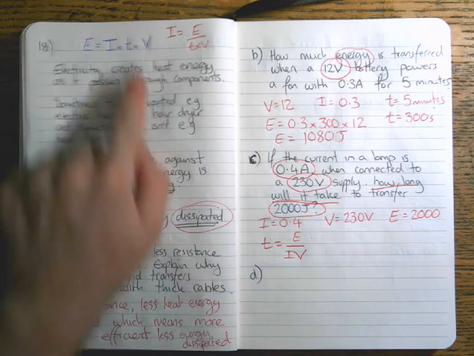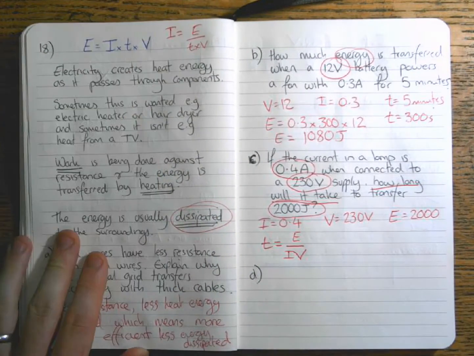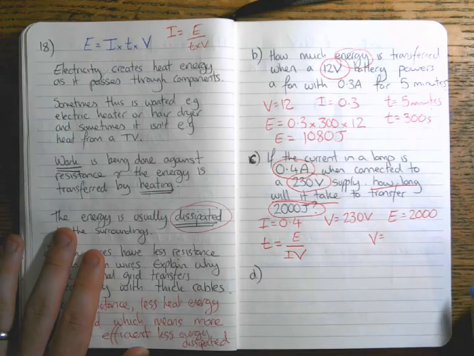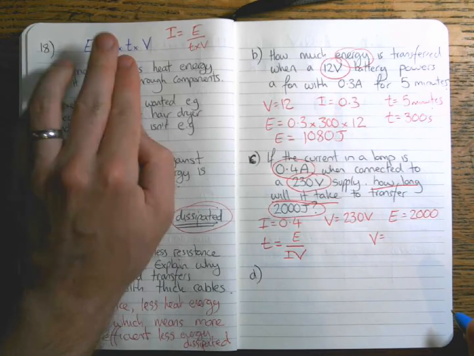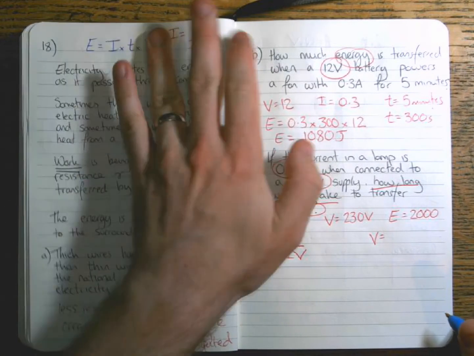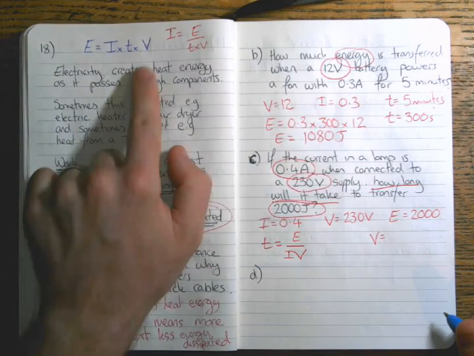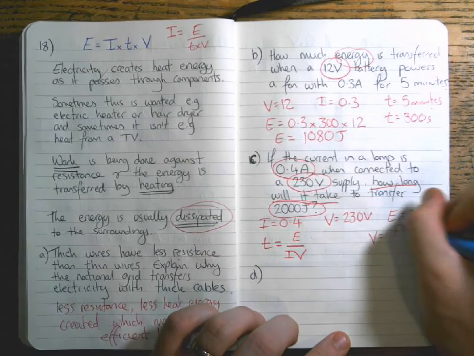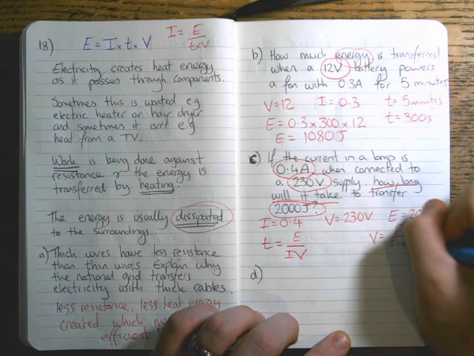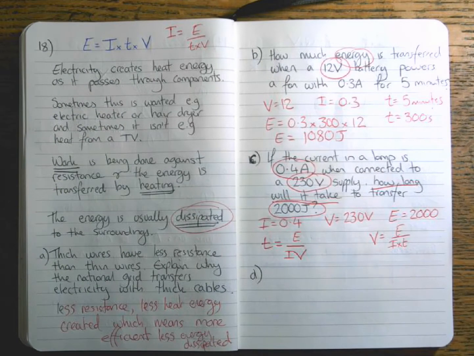What about if we wanted V on its own? For that, we'd have to move the I and the T. That would go underneath the E, so we'd get V equals E divided by I times T.